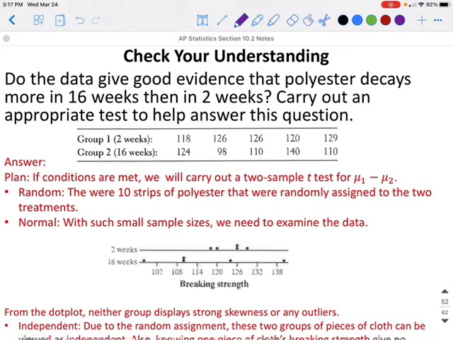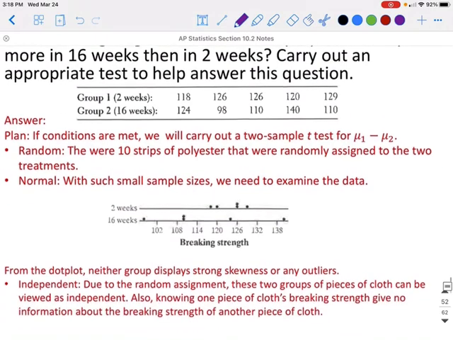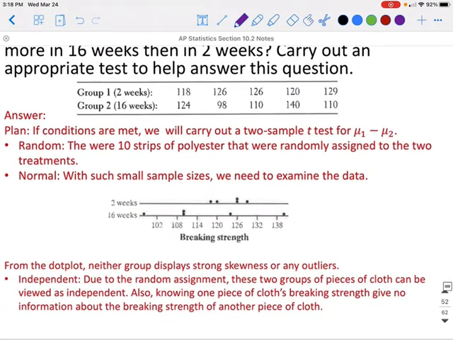Next is the plan. You need to state what method you want to use, and then you need to check your conditions. So if the conditions are met, we will carry out a 2-sample t-test for mu1 minus mu2. There are 10 strips of polyester that were randomly assigned to the 2 treatments, so our random condition has been met. Since each sample size is only 5, we are going to have to examine the data. From the dot plot, neither group displays strong skewness or any outliers, so we are good to go with our t procedures. And we need to check for independence.